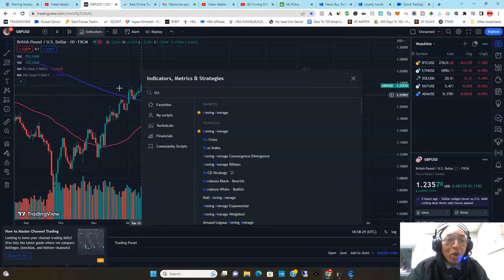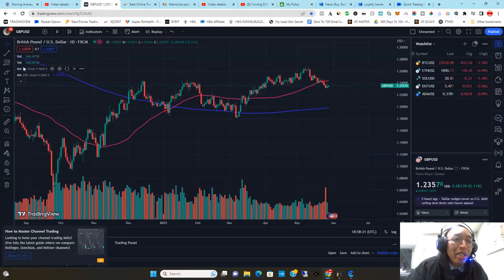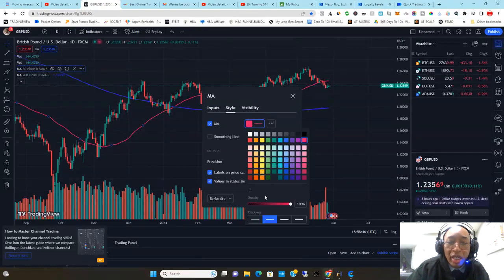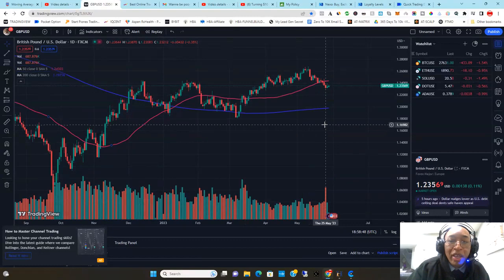You click this twice, and the first MA is the 50. When you look at it here, you can go to the settings, and where it says style, we put it red. Inputs is 50. The style is red, and then I use the second line here to make it thick enough so I can see it. And then the second MA is the 200.